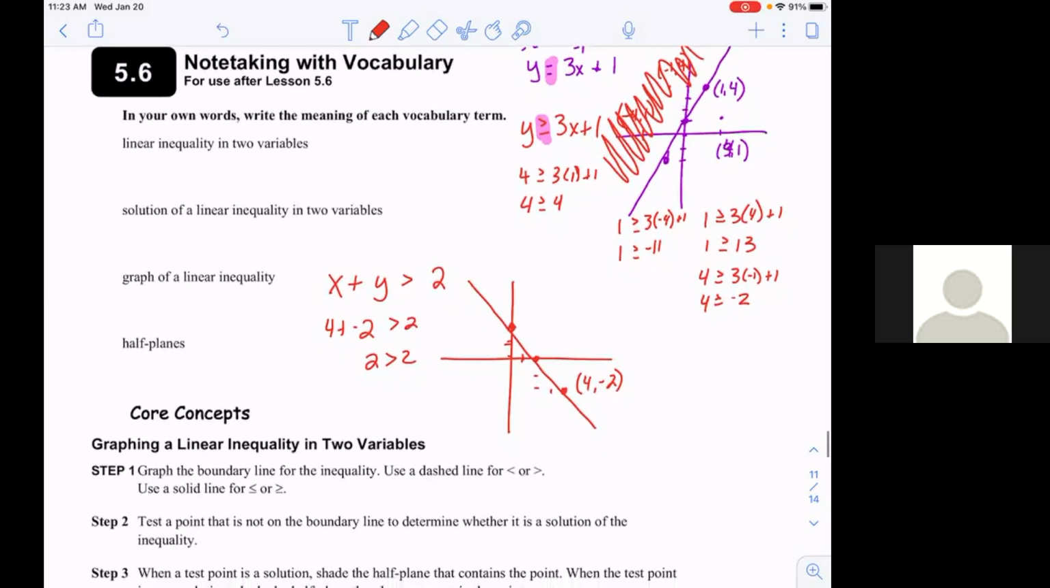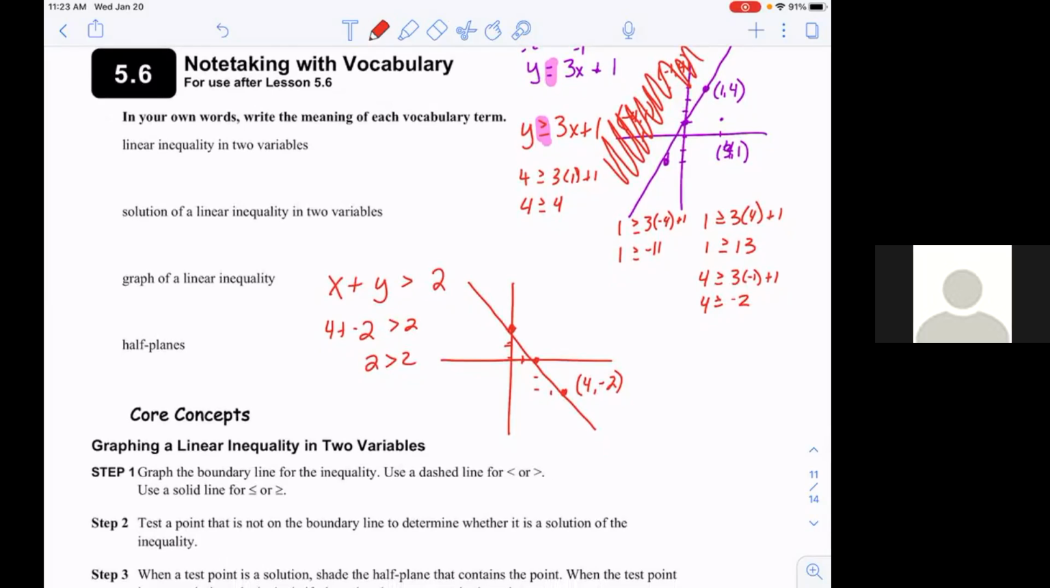So here's what happens. When we do this boundary line, sometimes the boundary line does give me true points like this one did. Sometimes the boundary line doesn't give me true points like this one. So when we talk about that boundary line, when I have the equal to sign in it, let's write that over here. We'll talk about half planes. Greater than or equal to, less than or equal to is a solid line.